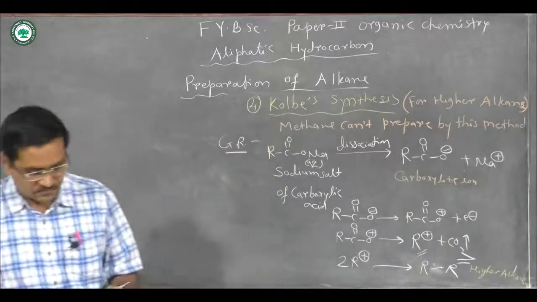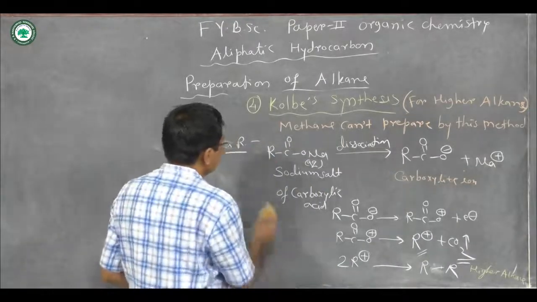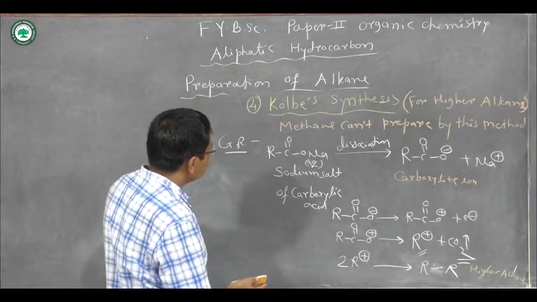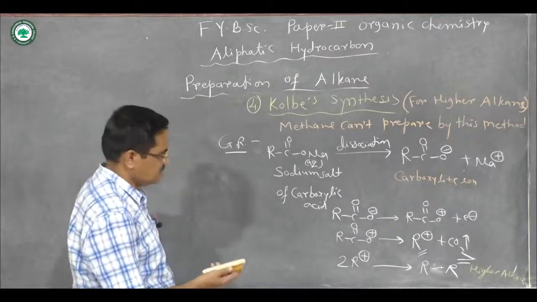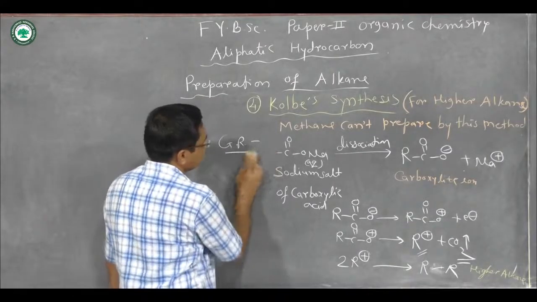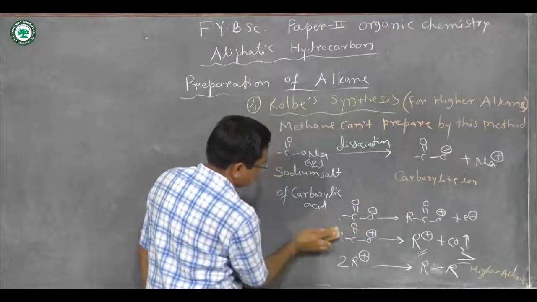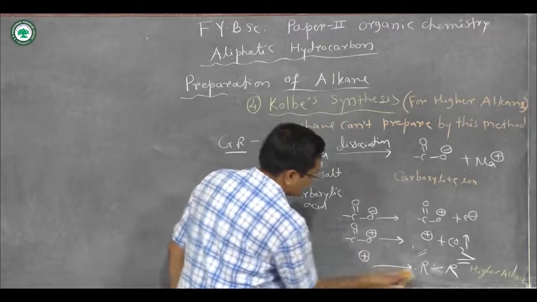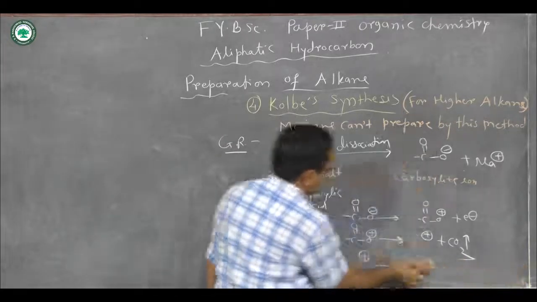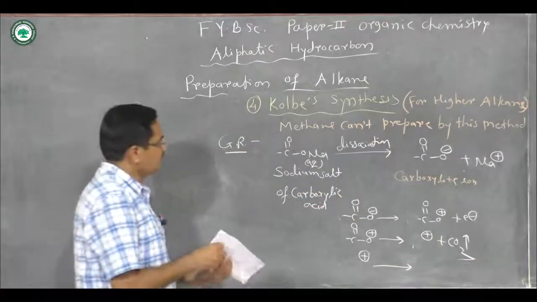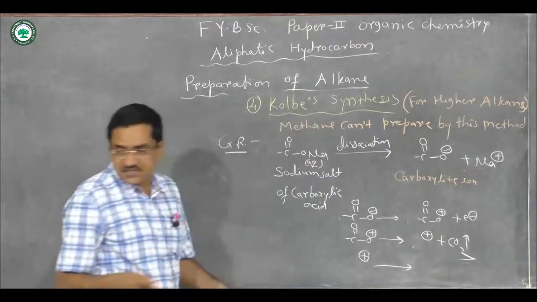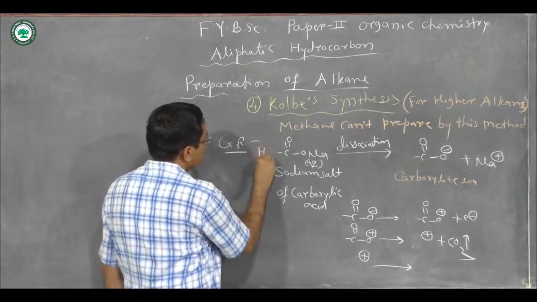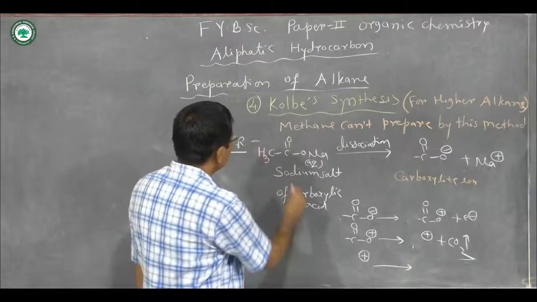Now we take one example here. Now suppose you consider the sodium salt of acetic acid. What happens here? Here we consider sodium salt of carboxylic acid, means sodium acetate.